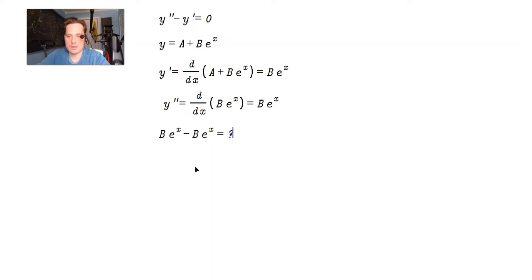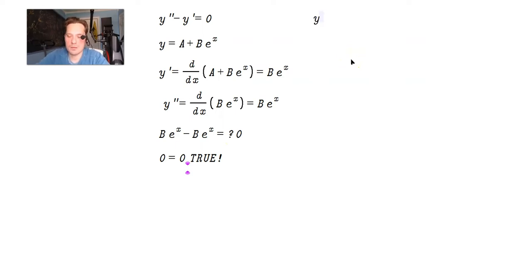We're asking, in other words, is this equal to 0? We're not saying it is, we're asking. So 0 is certainly equal to 0, isn't it? Notice it doesn't matter what the value of b is. If b is 2, then it's 2e to the x minus 2e to the x, which is 0, you see, and so on.